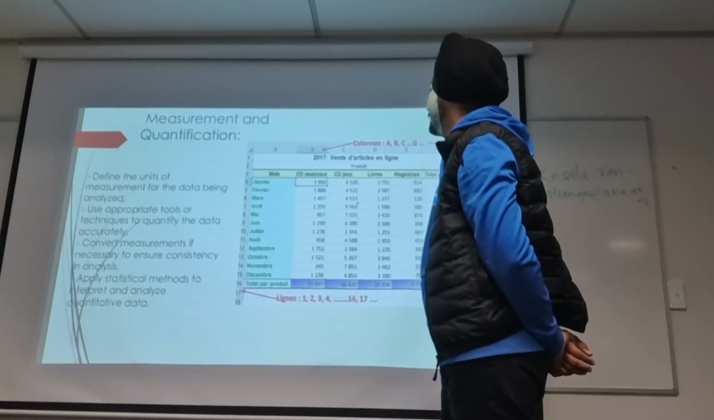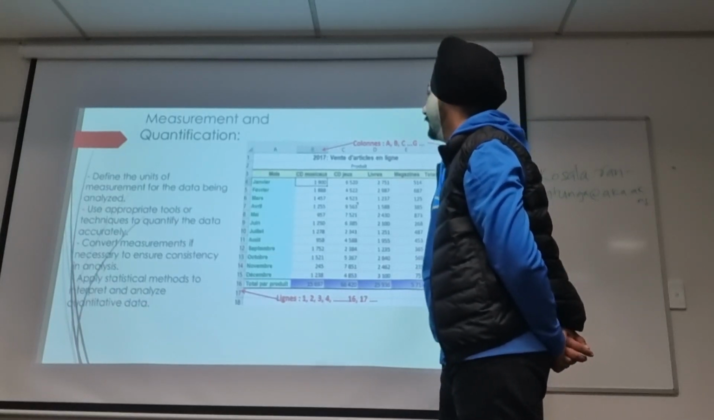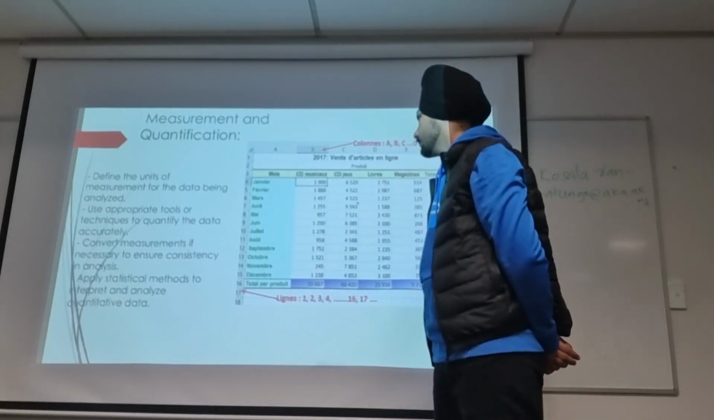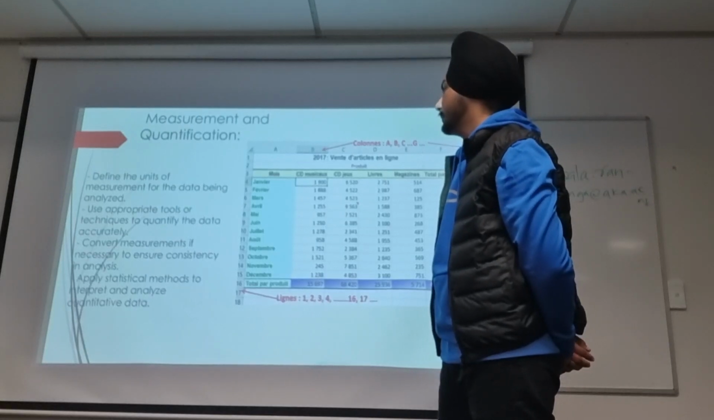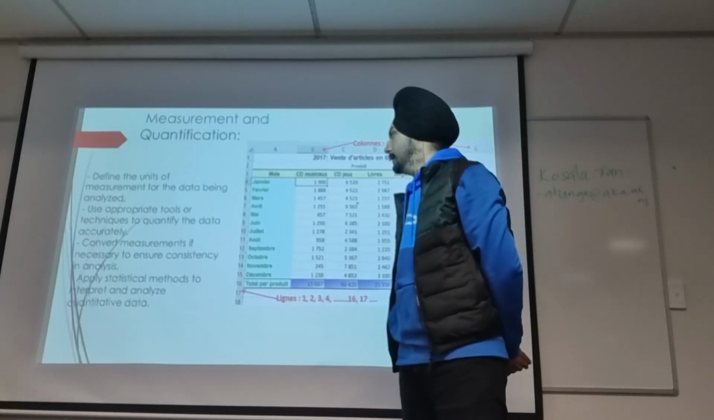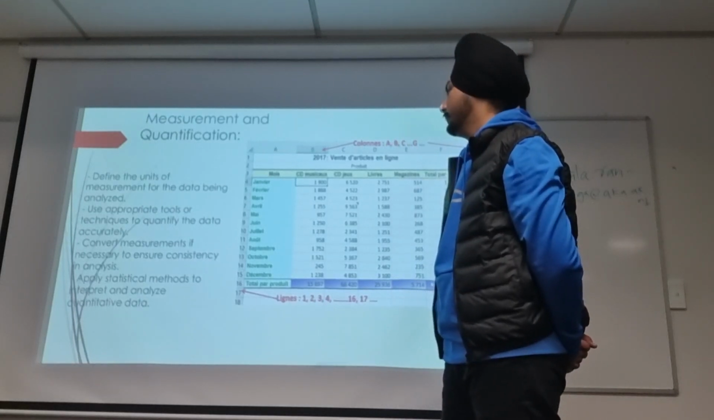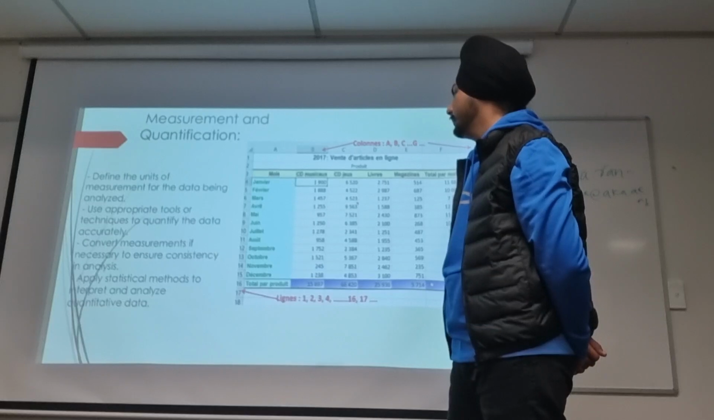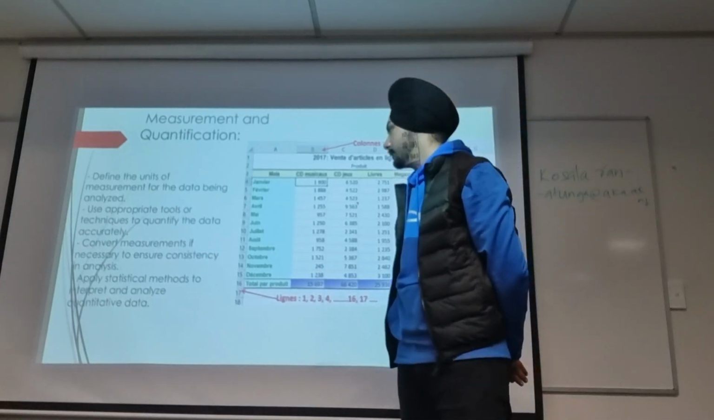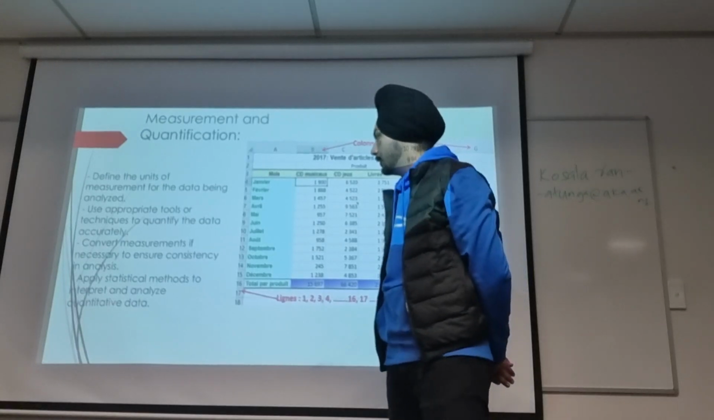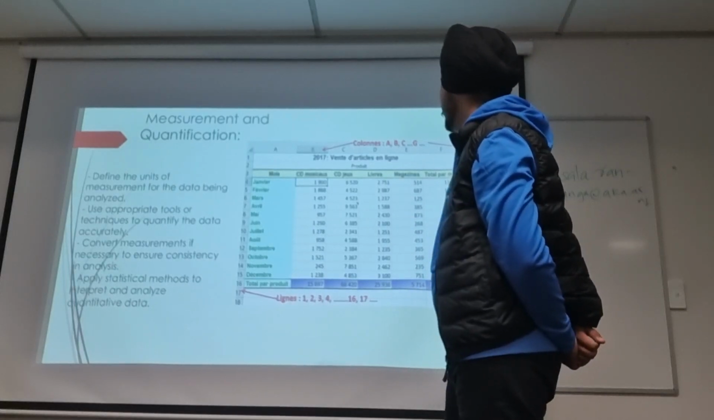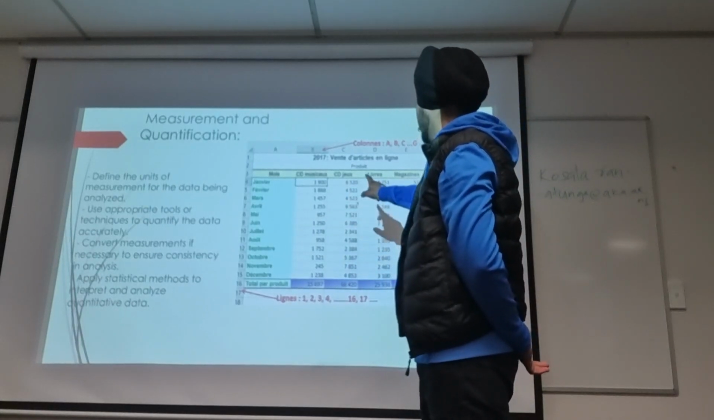Second topic is measurement and quantification. First, define the units of measurement for the data being analyzed. Secondly, use appropriate tools or techniques to quantify the data accurately. Then convert measurement if necessary to ensure consistency in analysis. Lastly, apply statistical methods to interpret and analyze quantitative data. Like this, column A, B, C, and first name, and then like that.